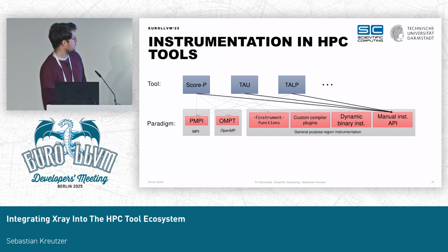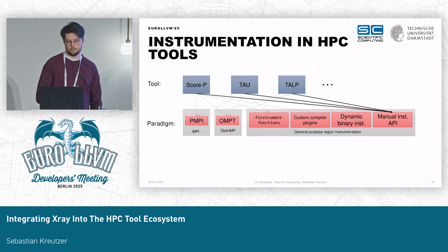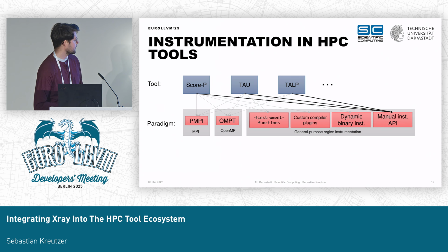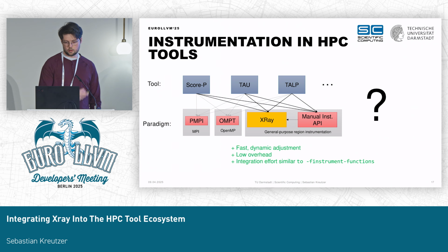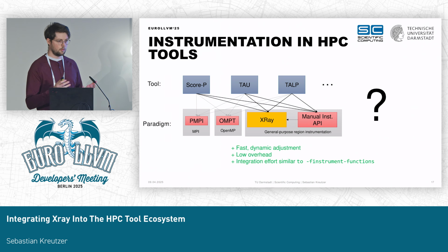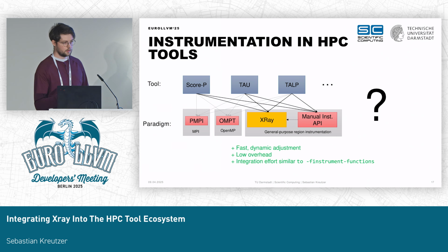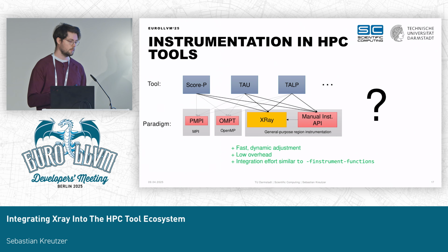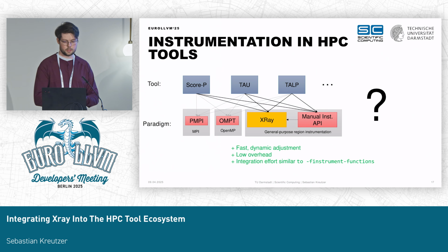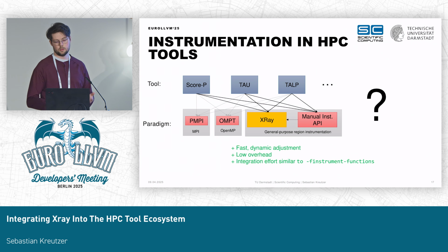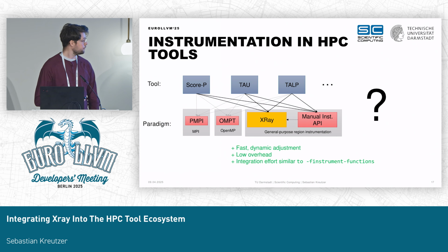Right, then just as a remark, there's also usually some kind of manual instrumentation API available. In this case, all of these tools use that. So maybe you can see where this is going. I think we, as in the compiler, can do better and provide a better infrastructure to tools. The question is, LLVM already has X-Ray available for the internal tools, and it can be used as a third-party tool. So can we use X-Ray as a more general replacement for the classic F-instrument functions option?